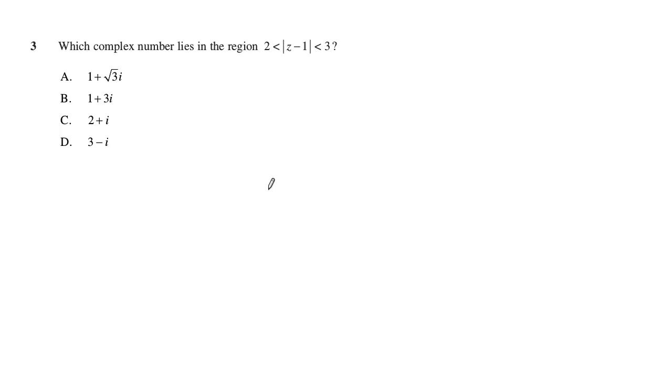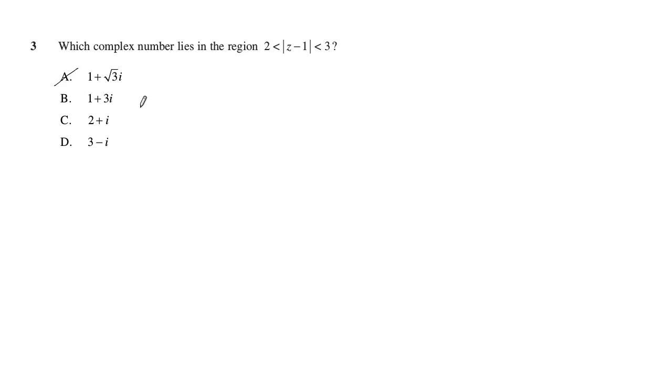Question 3. So we could work this one out just by plugging in all these values for z and seeing if they work. So let's try A. If z is 1 plus root 3i, and we're subtracting 1 from that, then we get root 3i in that. And then the modulus of that is just root 3. So is root 3 between 2 and 3? No, root 3 is 1.7-ish, so it's not going to be that one.